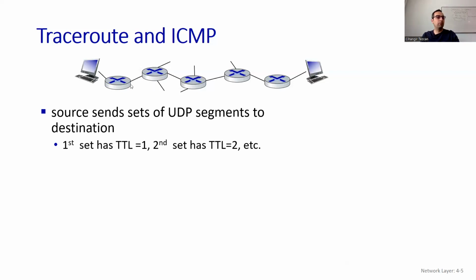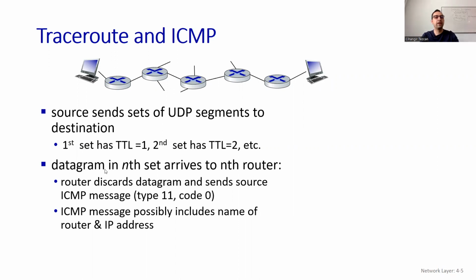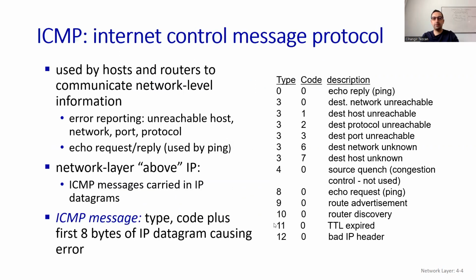So of course, initially you don't know how many routers you will trace. So you don't know what the TTL should be to reach the destination. But the good thing is that once you reach there, you will receive another packet instead of TTL expired. This way you reach your destination. So datagram in the end arrives at the end router. Router discards datagram and sends source ICMP message type 11 code 0. So if we go back, type 11 code 0 is TTL expired, right?